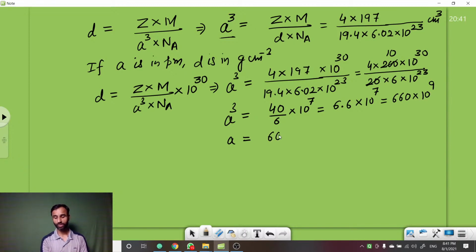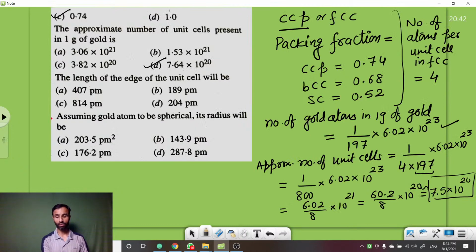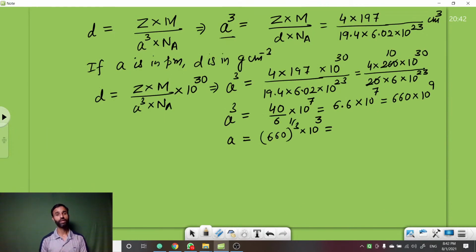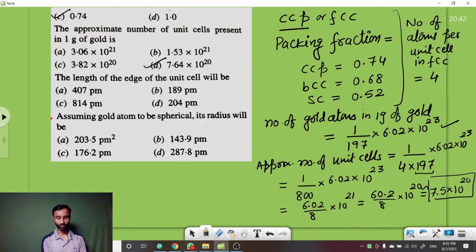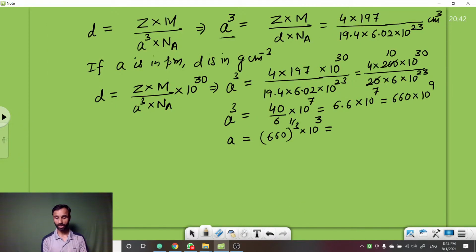So it becomes the cube root of 660 × 10^3. So what is the value? 407, 189, 814 or 204? Which is the closest value? Options are 407, 189, 204 and 814.